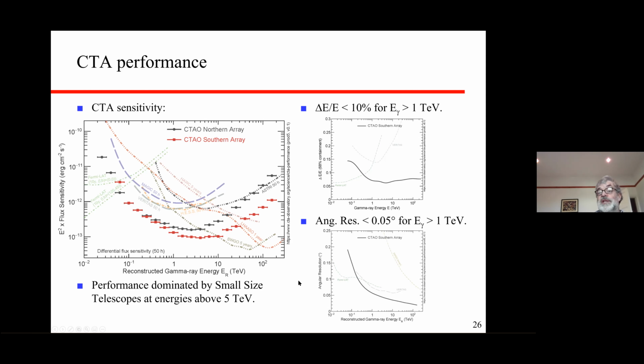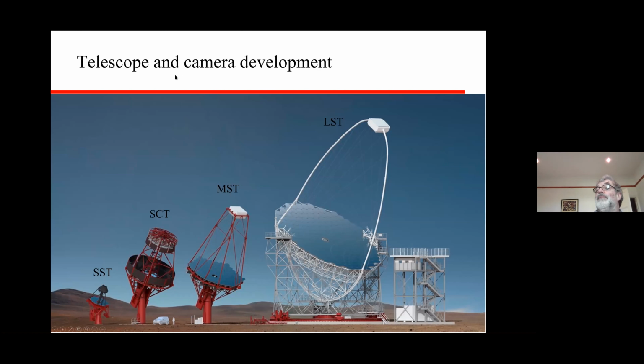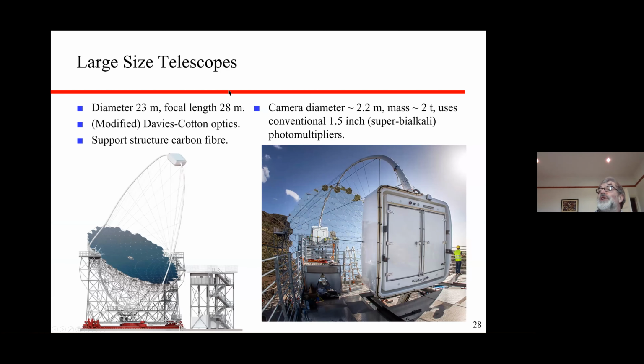So we hope with this new array to be able to significantly improve the measurements that tell us about things like cosmic rays, how active galactic nuclei function, and so on. So we'll have a quick look at the design of 3 of these telescopes: the SST, which is the one which Liverpool, the UK, is involved in, the MST, the medium-sized telescope, and the large-sized telescope. And we'll start off with the large-sized one.